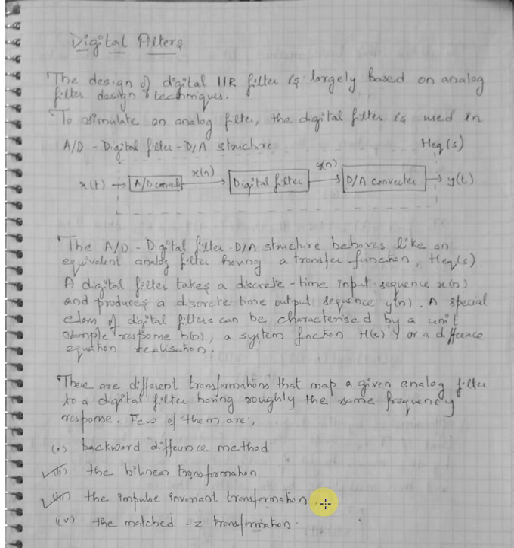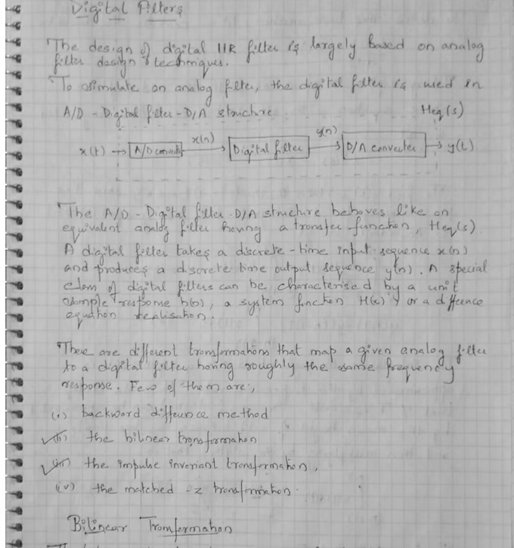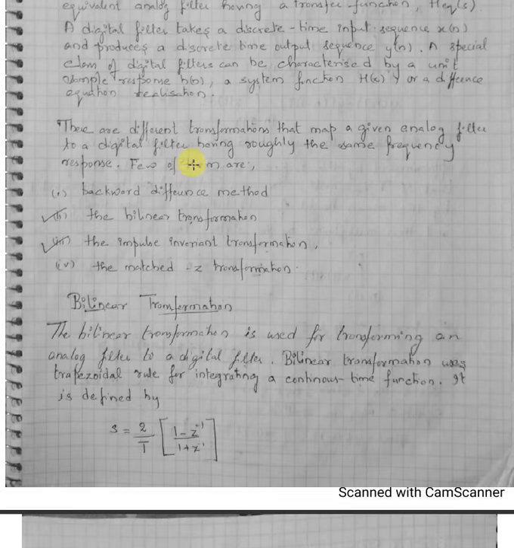Okay, so now we are going to talk about the bilinear transformation first. So four different efficient methods are there to convert from your analog filter to digital one, but we are just making use of two. Okay, one is bilinear, another one is impulse invariant transformation. Okay, so here first we would talk about the bilinear transformation.